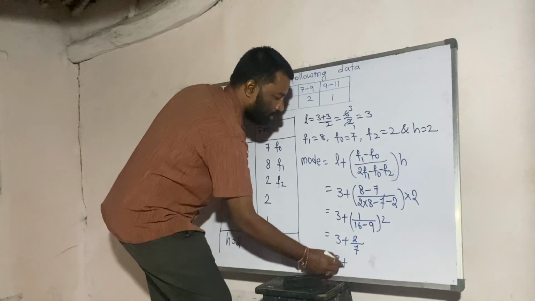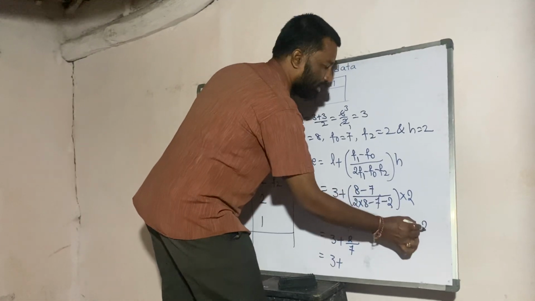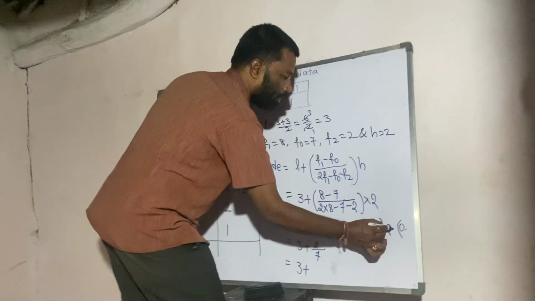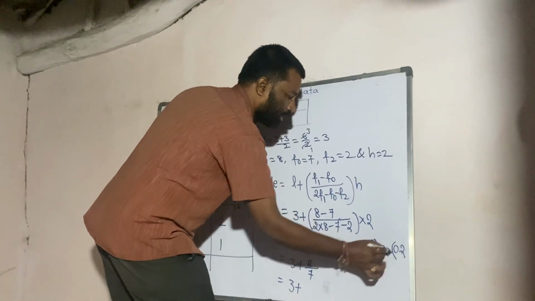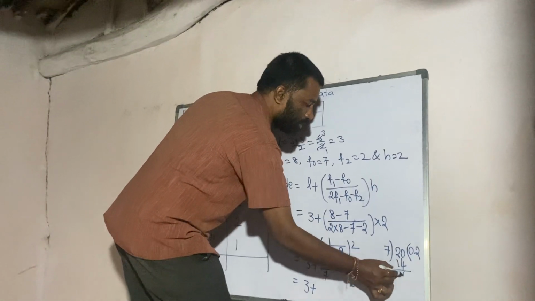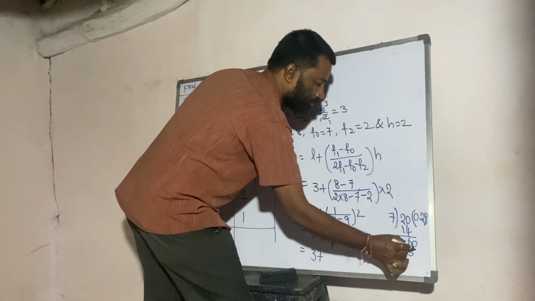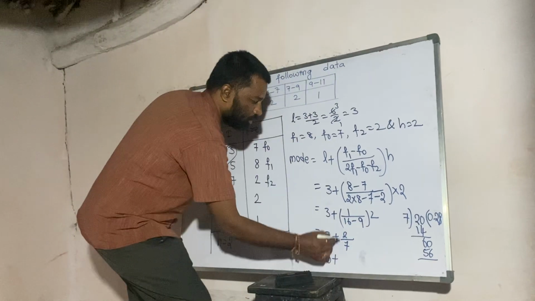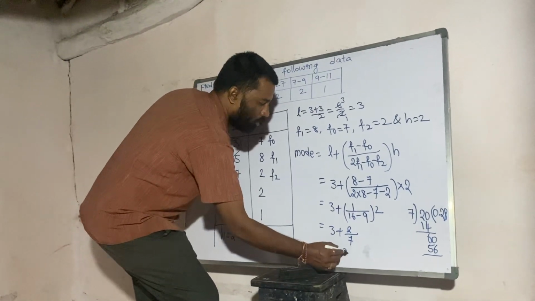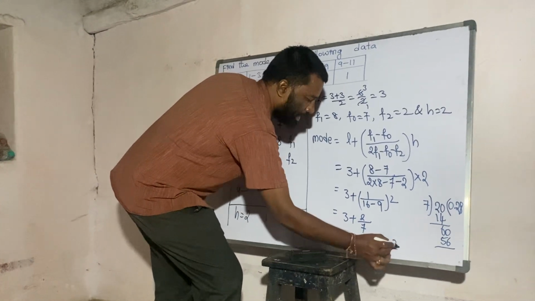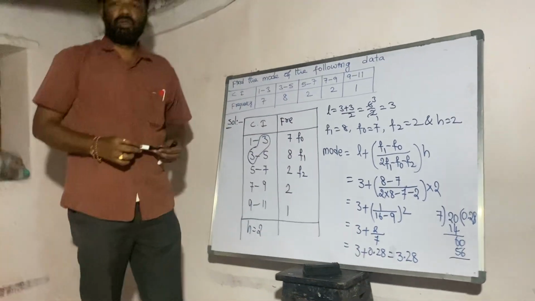3 plus 2 by 7. Dividing 2 by 7: 0.7, 2 sevens are 14, 6 for the decimal point, 0, 7 eights are 56. So 2 by 7 value is 0.28. This is equal to 3.28. Mode is 3.28. Over.